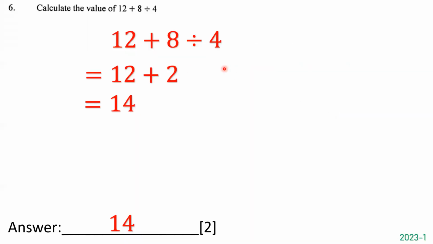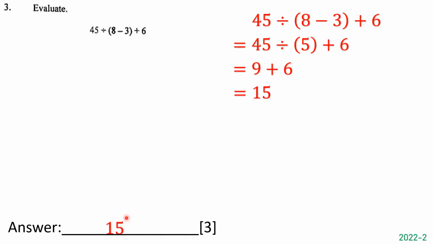Let's consider this. We have 12 plus 8 divided by 4. Again, 12 plus 8 divided by 4. Notice that we have division and we have addition, so we're going to do division first. 8 divided by 4 is definitely 2. And we add 12 and 2. 12 plus 2 is definitely 14. And so the answer here is 14.